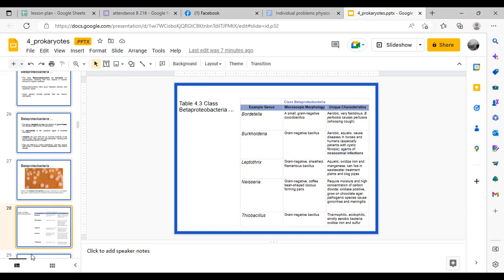So you have a small gram-negative coccobacillus. The Bordetella is aerobic, very fastidious, and this one causes whooping cough. Okay? So yan, Bordetella, this causes whooping cough. Burkholderia. So this is aerobic, aquatic, and this can cause disease in horses and humans. So these are agents of nosocomial infections.